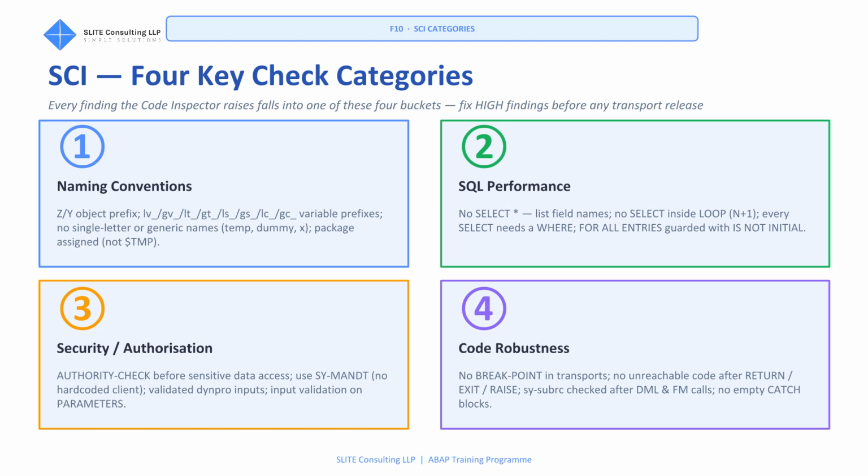It flags select star, select statements inside loop blocks, missing where clauses, and for all entries without the is not initial check. These are the 4 most common performance killers in ABAP.